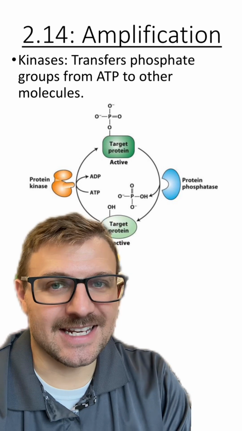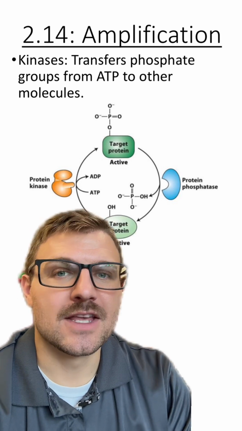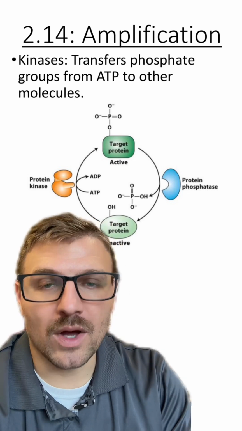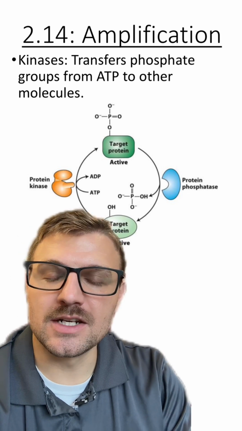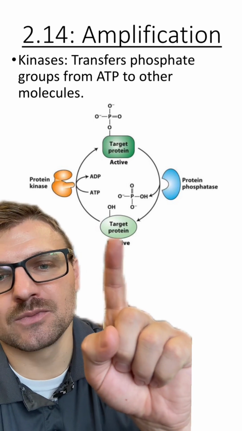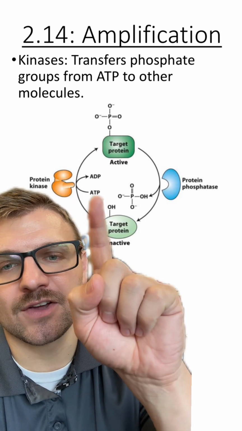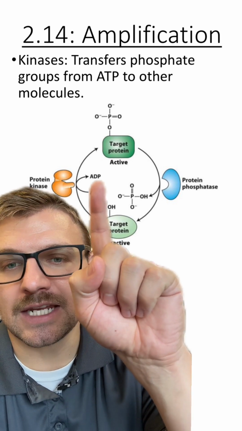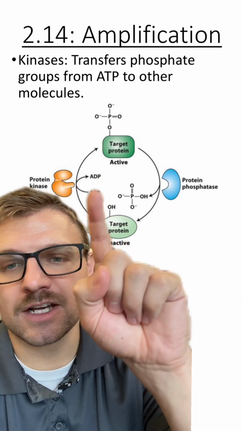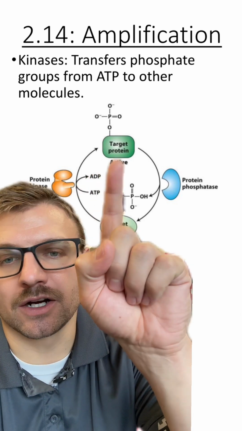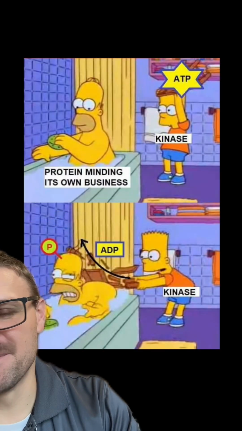First is a kinase enzyme, and this is an enzyme that transfers a phosphate group from one molecule, usually ATP, to another molecule. You can see in our reaction there is a protein that's going to be targeted by this kinase, and it's going to use a phosphate group from ATP, making it ADP, and it's going to steal that phosphate group and place it on the target protein. I don't know who made this meme, but I absolutely love it.